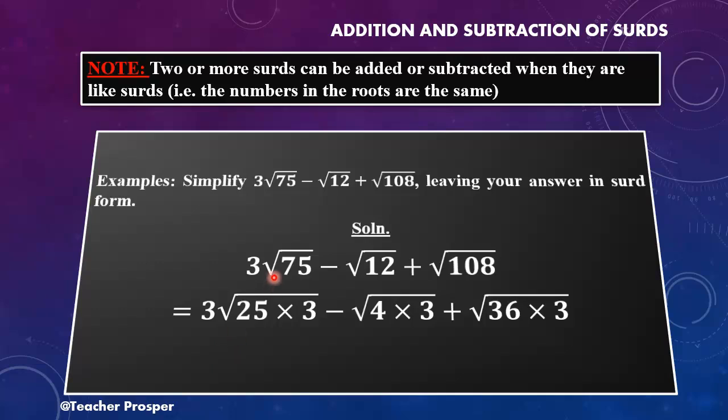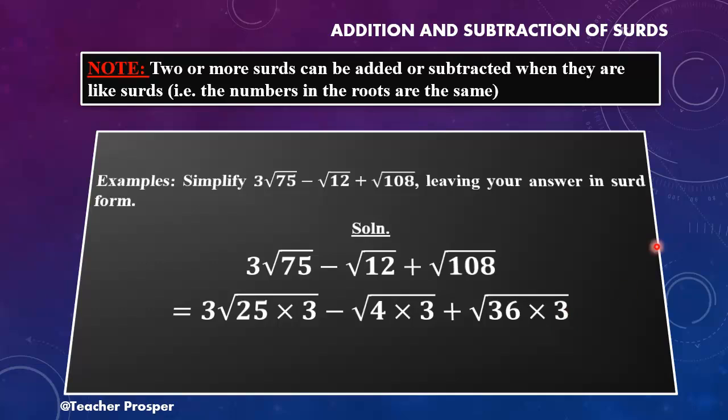You realize that square root of 75 can be written as square root of 25 times 3. 25 times 3 gives us 75. We chose 25 because it's a perfect square, and it's times 3 that will give us 75. Root of 12 can also be written as root of 4 times 3. And we choose 4 because 4 is a perfect square, and when we multiply by 3, we'll get 12. Root of 108 is also 36 times 3. We chose 36 because 36 is a perfect square. When we multiply by 3, we get 108.